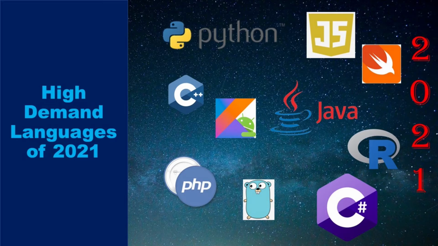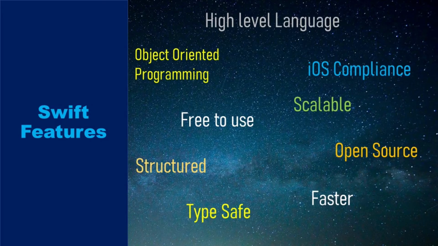Before getting into the Swift language, we will have a recap of our previous episodes. We went through the high level languages that are in high demand in 2021. They are Python, Java, Kotlin, Swift, R, C#, JavaScript, PHP, C and C++, and Golang as well. Among these, in the previous episodes we already covered Python, C#, and C++. Today we are going to see the features of Swift. Before going through the features, we will have a little storyline about Swift.